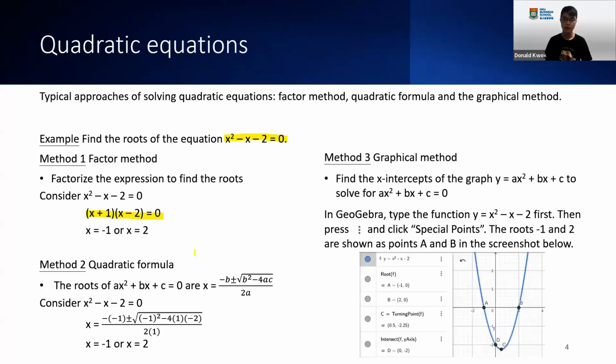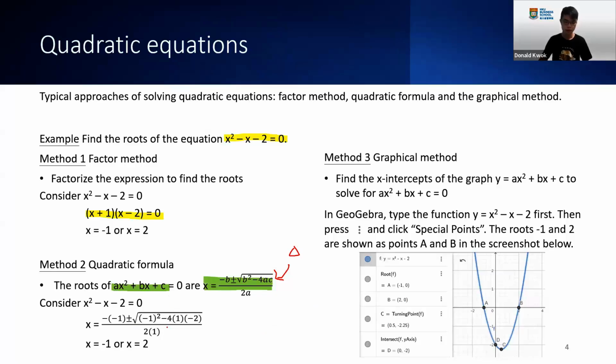Right? In case this method doesn't work, we can move on to method 2 by applying the quadratic formula. For a quadratic equation in the form ax squared plus bx plus c, the roots can be written as follows: -b plus or minus the square root of the discriminant, divided by 2a. The discriminant is simply b squared minus 4ac.